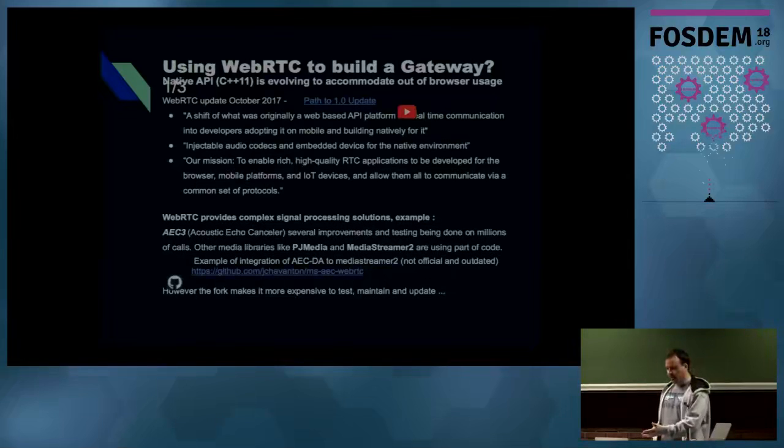They explain it better than I can, and I won't go into the detail, but in Path to 1.0, they explain why this algorithm is better. My point is that there is a lot of knowledge and lots of skills in WebRTC, and everybody may know that. But here I'm just sharing an integration of their echo canceller in MediaStreamer.